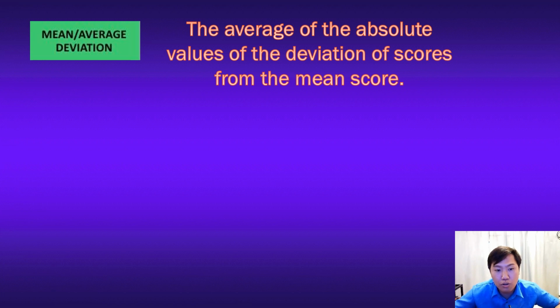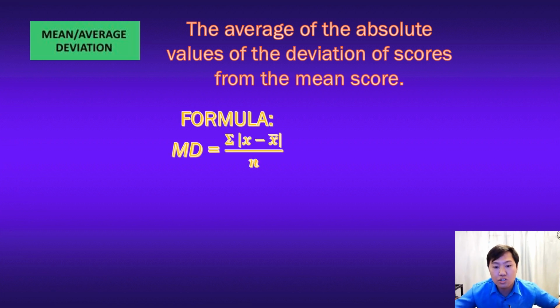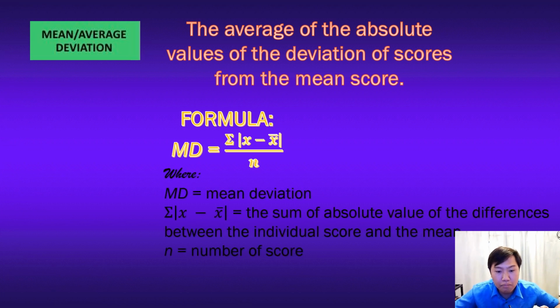Para mas makita po natin kung anong ibig sabihin nito, let us see the formula. So we have MD equals the summation of the absolute value of the difference of x minus the mean divided by n, where MD stands for the mean deviation, and the summation of the absolute value of x minus mean is the sum of the absolute value of the difference between the individual score and the mean. So mamaya po, makikita po natin itong summation of the absolute value of x minus mean doon sa table na gagawin natin. And then, n is the number of scores. Kung saan, ilan ba yung ating score or yung ating data.